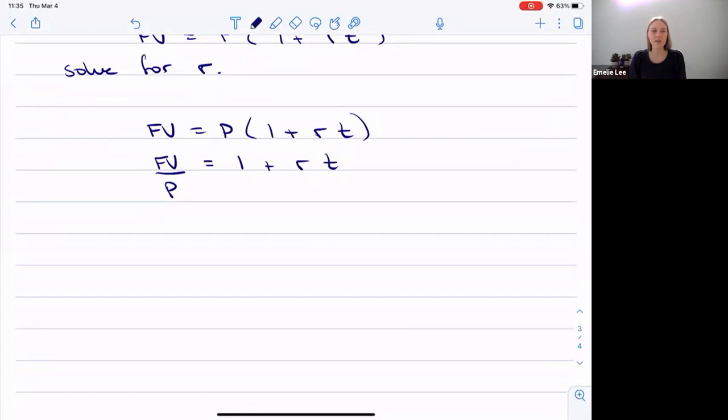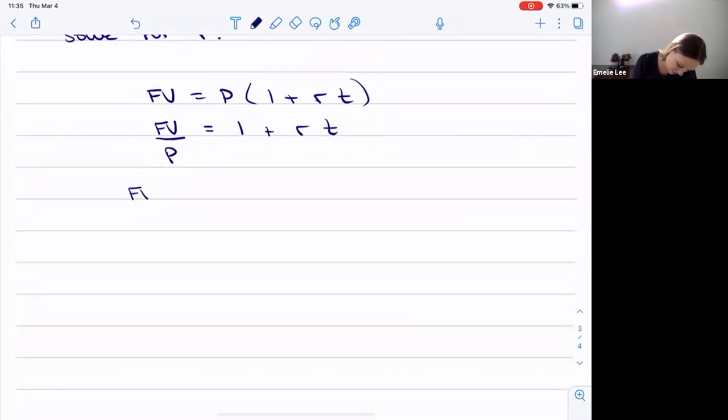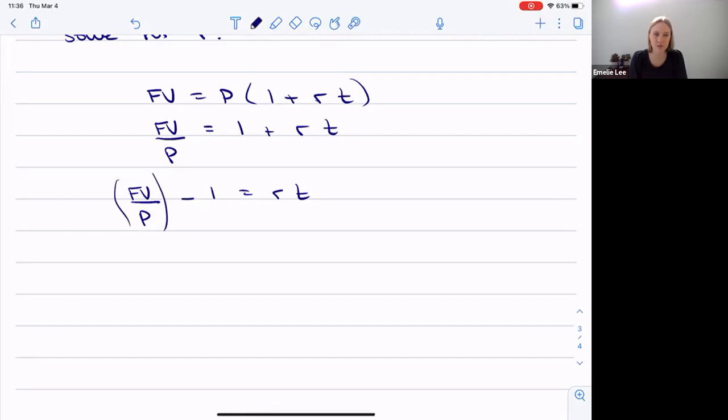Okay, so now I need to solve for R, which means I need to get RT on its own by doing what? I need to subtract 1 from both sides. So we have the future value over P and then minus 1 equals R times T. Making sure that you have this minus 1 on the outside, right? If you want to, you can even throw some brackets around there. I'm not going to for simplicity's sake, but if it helps you visualize that FV over P is one thing and then minus 1, then do it. Okay.